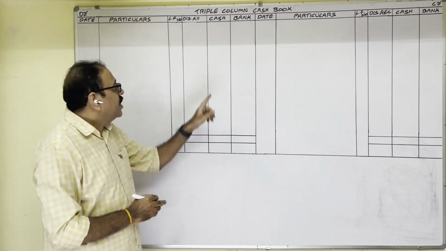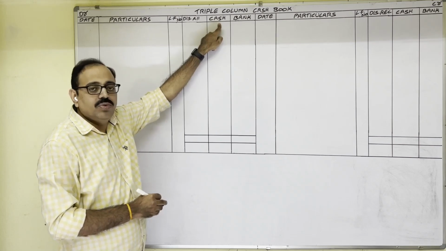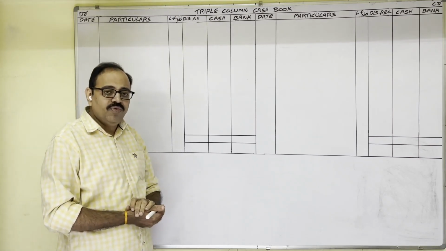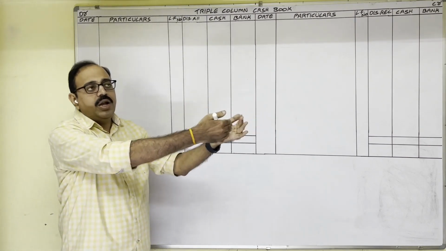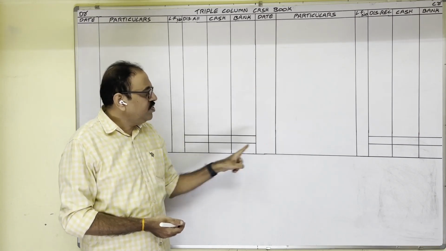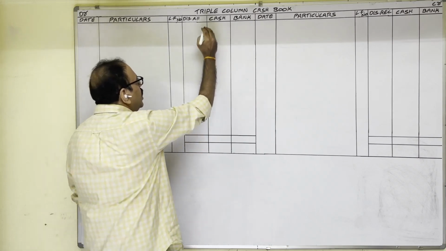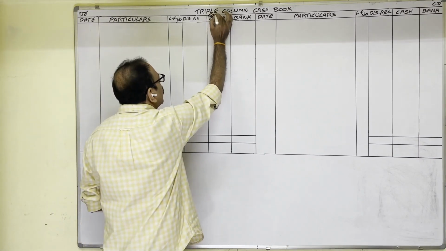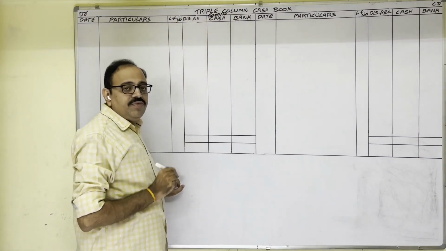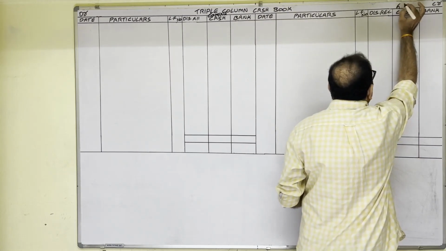See here, we are preparing the cash account and bank account now. The cash account is a real account because cash means asset, no? What is the real account rule? Debit what comes in, credit what goes out. In the firm's books, we are preparing this book. To the firm, if cash is coming in, we should write it on the debit side cash column. From the firm, if cash is going out, we should write it on the credit side cash column.